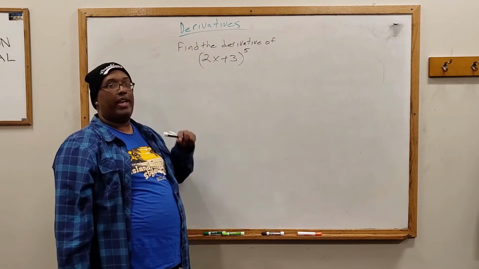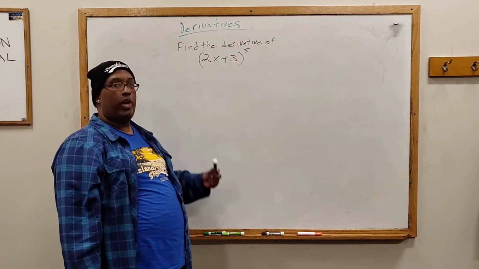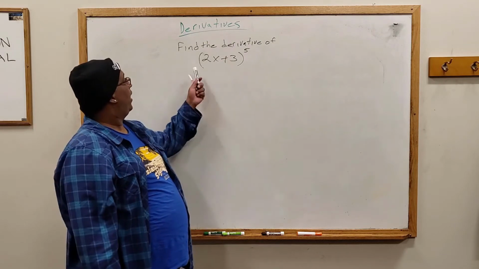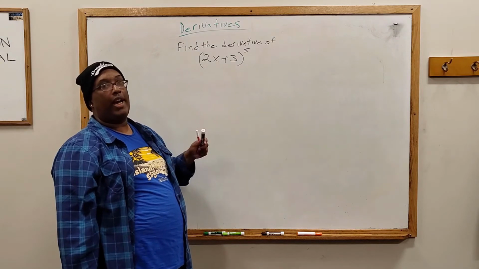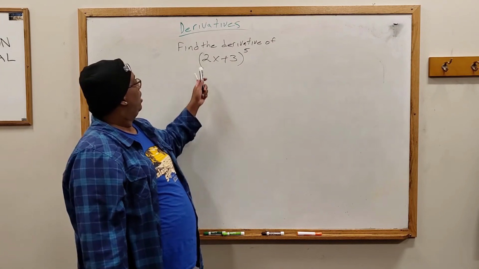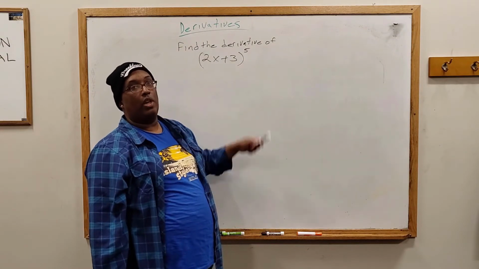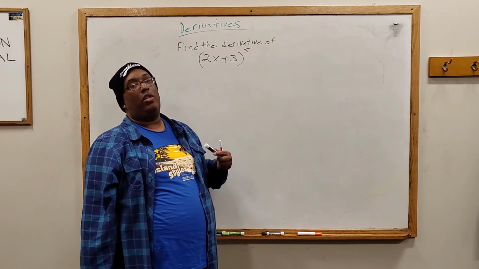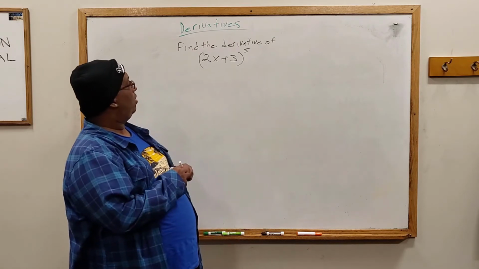With this problem, we actually have to use the power rule in conjunction with the chain rule, because we have an outside and an inside. So whenever you have a composite function, this could be broken down into two different functions, then we use the chain rule to find the derivative. So let's look at that.